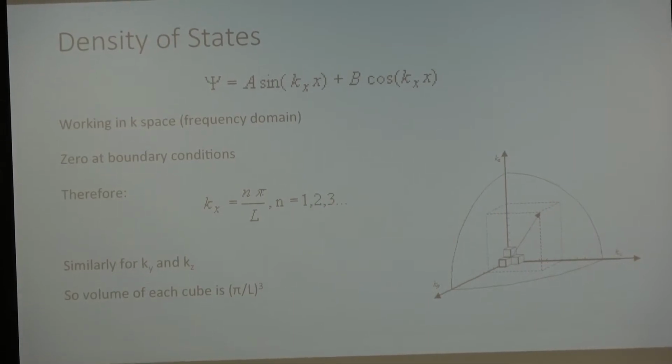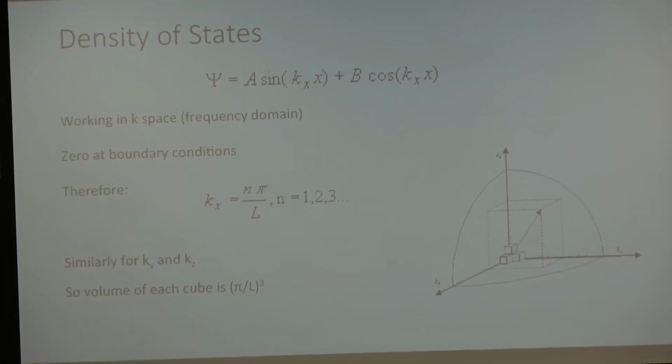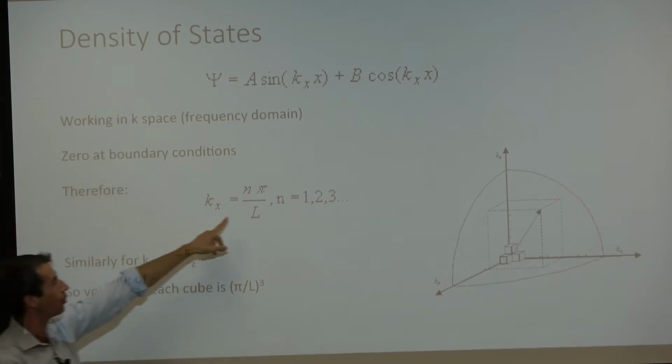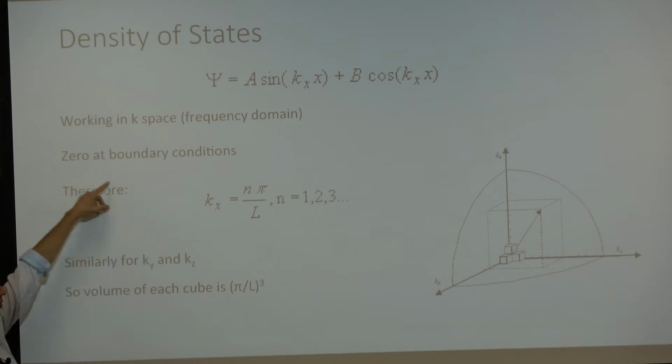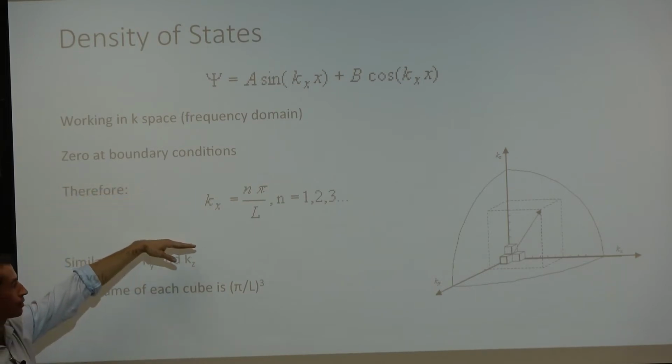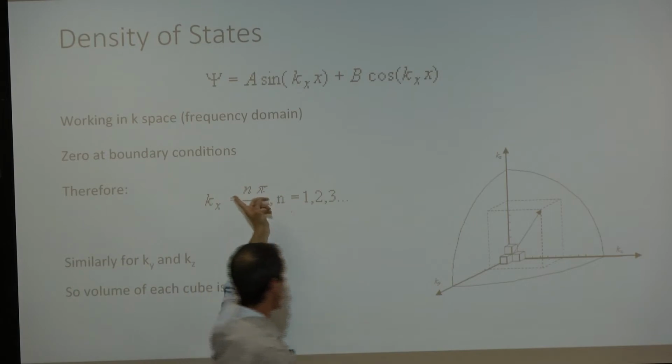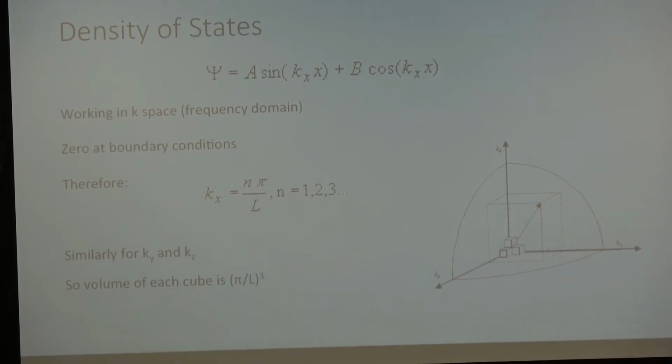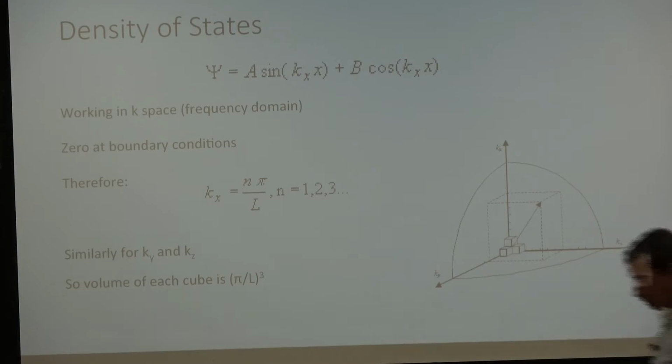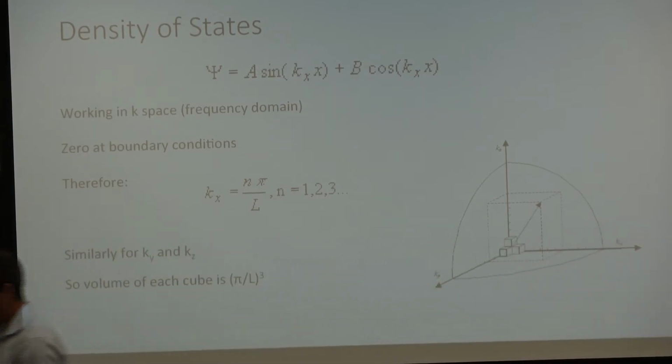So when we know that, we can define our boundary conditions. We know that we have 0 conditions when k_x is n pi over L. L is the dimension of this cube, and pi is our distance.